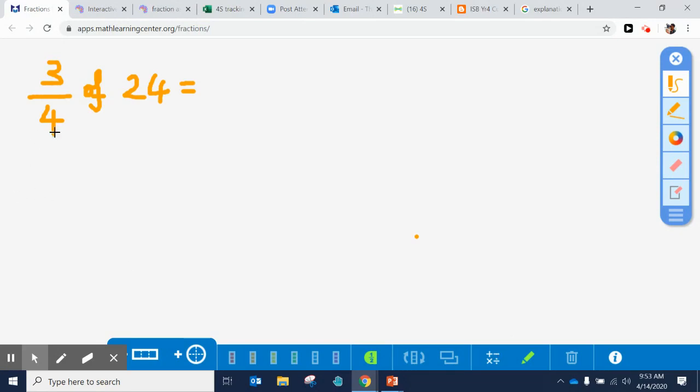So 3/4 of 24. If you remember from the last lesson, the simple trick we can do is divide by the bottom and times by the top. So let's divide by 4. And once we've divided by 4, let's multiply that by 3. 24 divided by 4 is 6. 6 times 3 is 18. But let's draw that just to make sure.